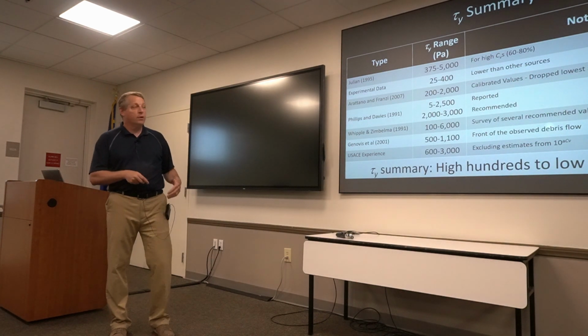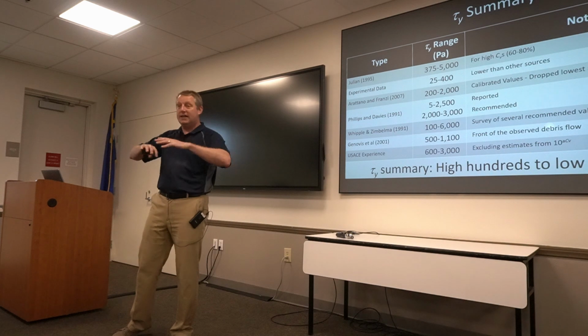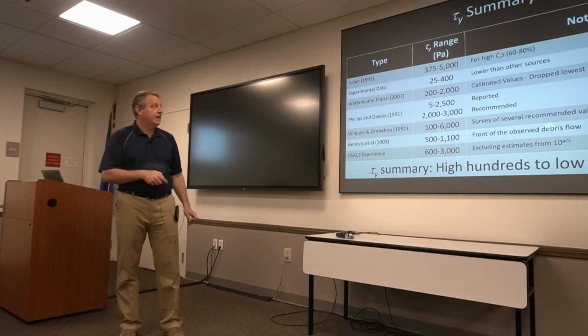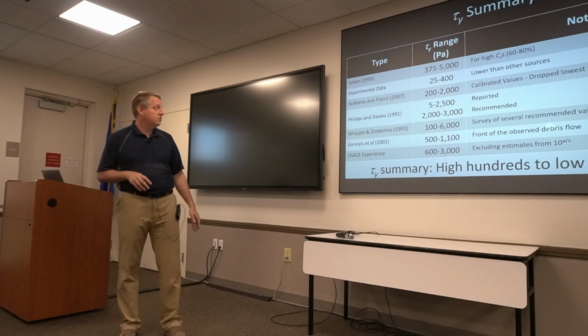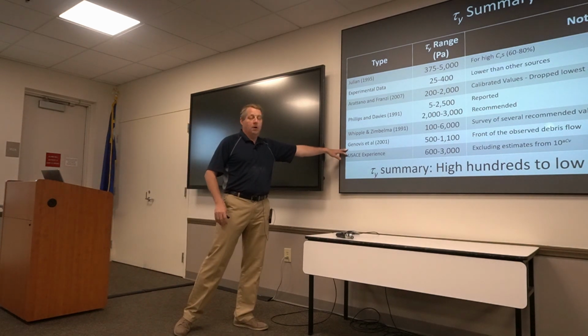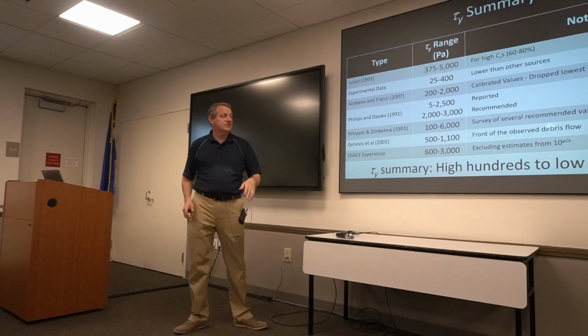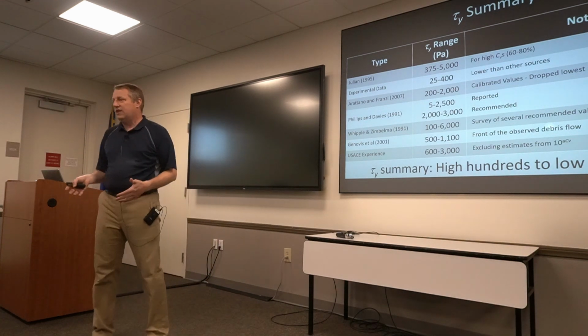Whipple and Zambella, Whipple did the Owens Valley work, but then did a lit review to look at everything that was available till 1991. They recommended 100 to 6,000. Jemes, who observed that debris flow, 500 to 1,100, and then our experience has been about 600 to 3,000.